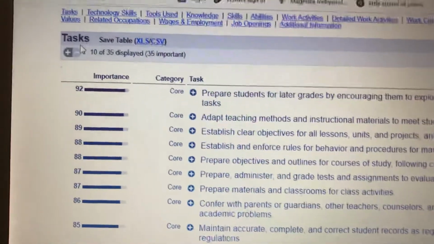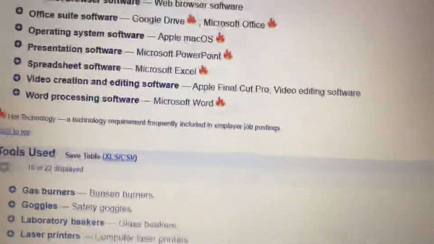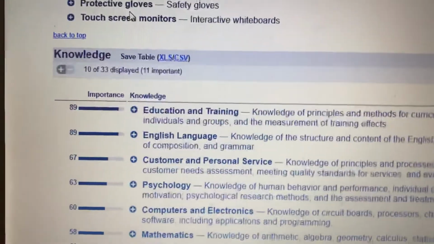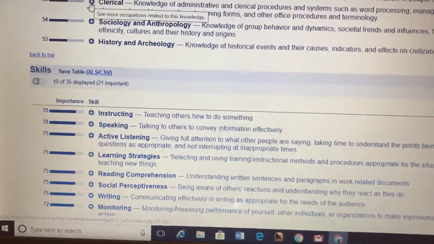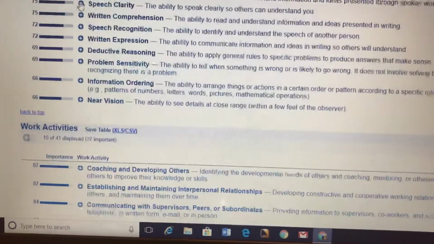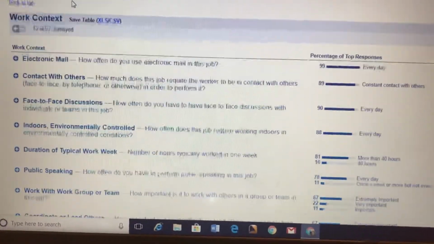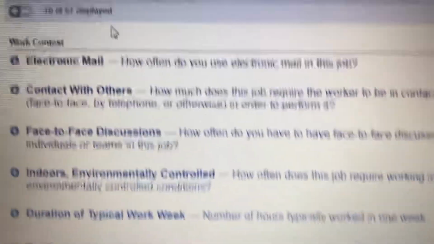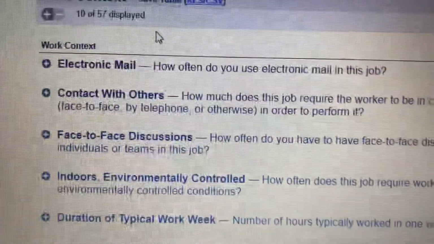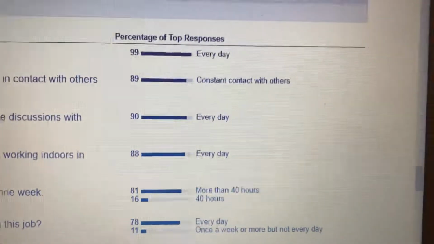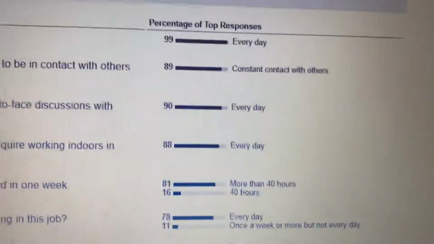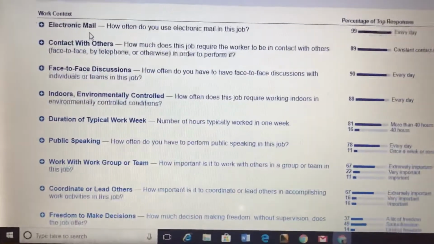When you click on details, it's going to give you a ton of information. So different tasks you have to do in your job. Then this part, the technology skills, tools used, knowledge, types of knowledge you need to have to do the job, skills, abilities, work activities, detailed work activities, work context. Like, for instance, this one is, how much time will you spend using electronic mail or email in your job? Every day. Every flipping day, people. Which I can attest to because that's what we do.